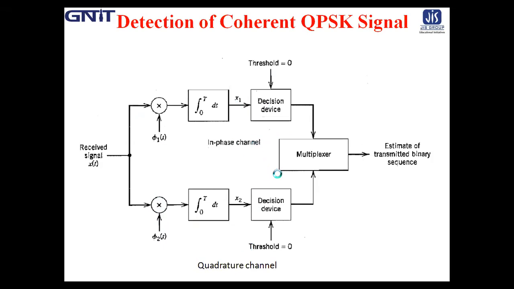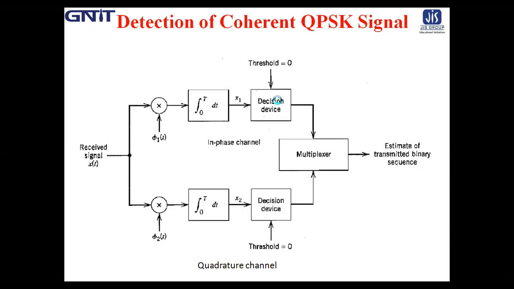If x1 is greater than 0, then a decision is made in favor of symbol 1 for the in-phase channel output. But if x1 is less than 0, a decision is made in favor of symbol 0. Similarly, if x2 is greater than 0, a decision is made in favor of symbol 1 for the quadrature channel output. But if x2 is less than 0, a decision is made in favor of symbol 0.